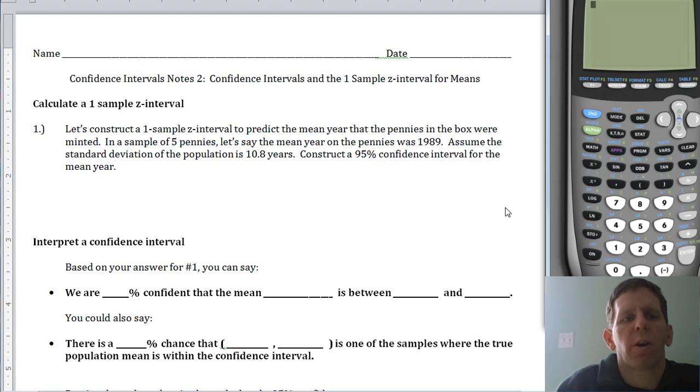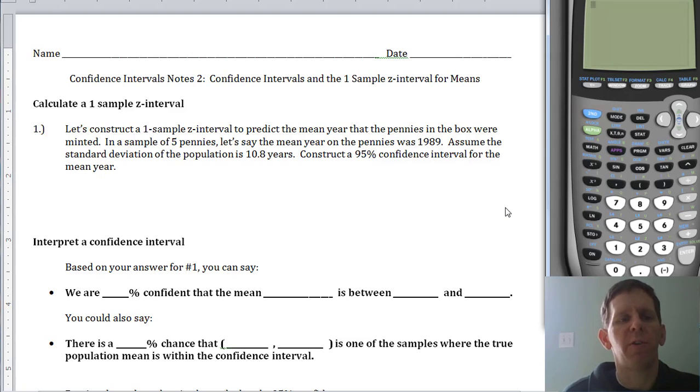These are the day 2 notes for our confidence intervals unit. Today we're going to talk about, again, how to calculate a one sample z-interval, which we learned how to do in our notes 1 activity. We're going to talk about what a confidence interval actually means, so we'll go about interpreting a confidence interval. And then on the back side of our worksheet today, we're going to take a look at the steps that you will need to write down if you're constructing a confidence interval on an AP exam.